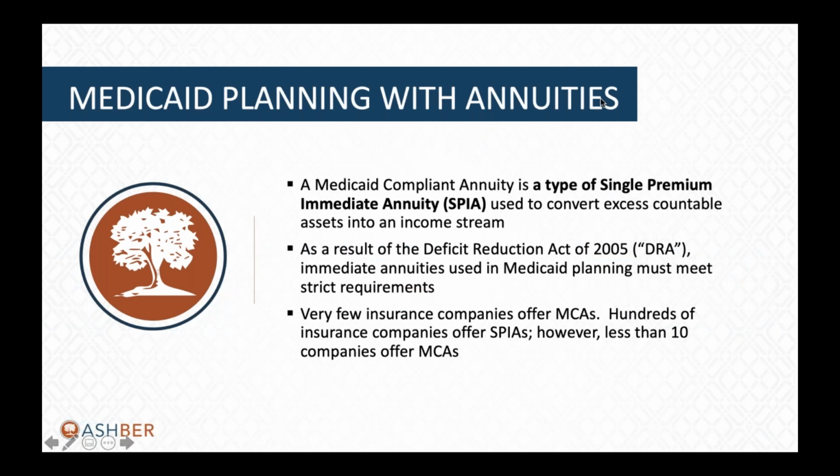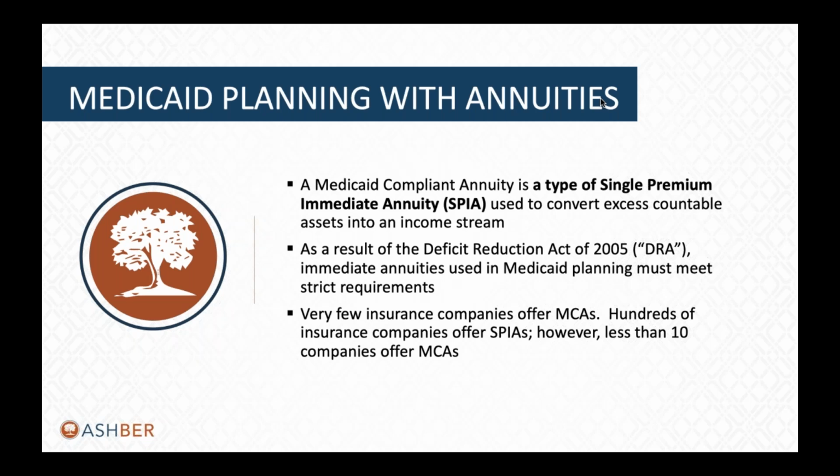When we look at what a Medicaid compliant annuity is, it is a type of immediate annuity contract that's used to convert an excess spend down amount into an income stream. So a Medicaid compliant annuity is always going to be considered an immediate annuity, but not all immediate annuities are going to be Medicaid compliant.